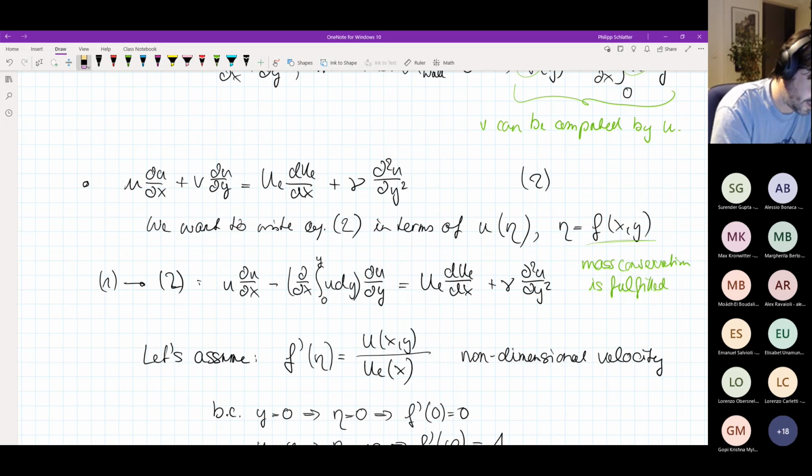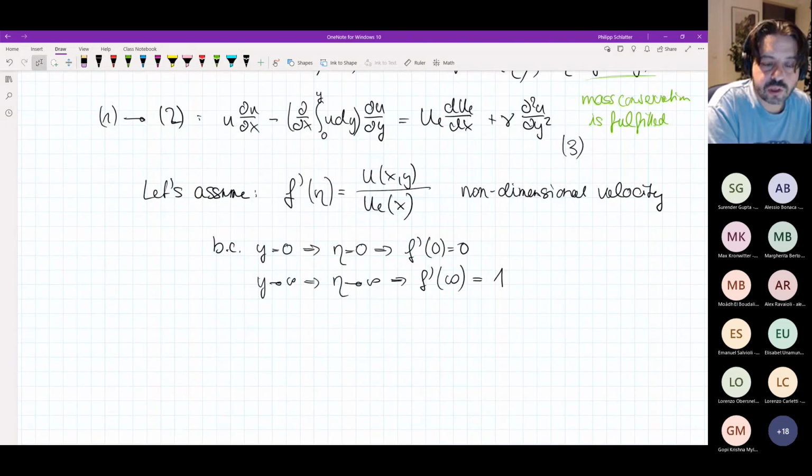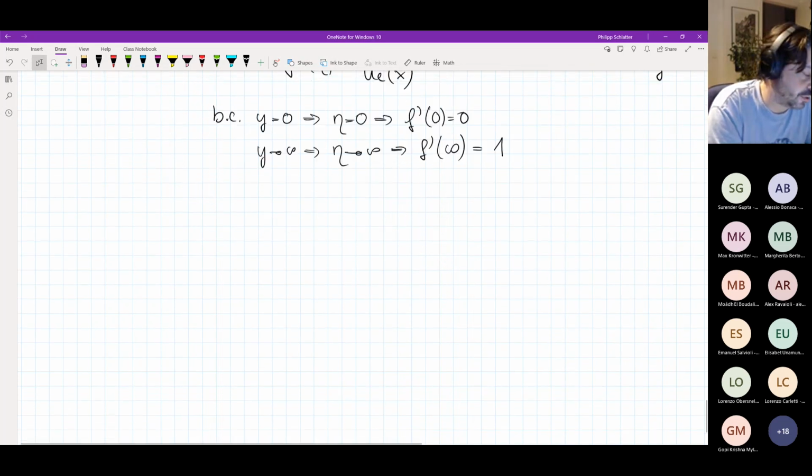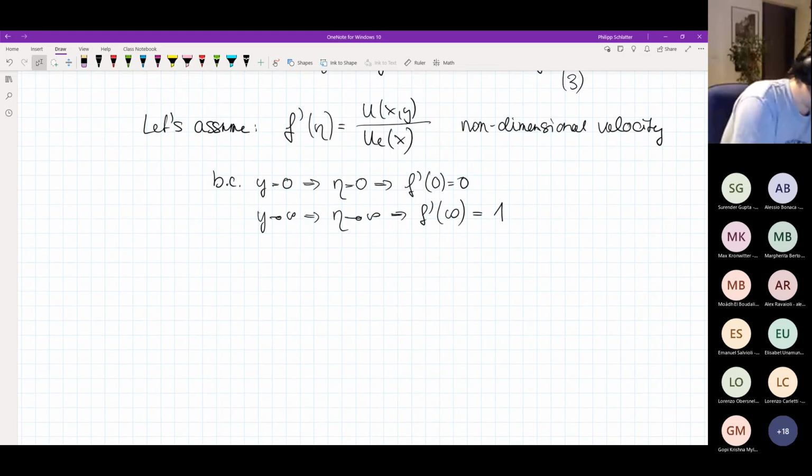My equation number 3. So I need to replace all the derivatives that appear in equation number 3 as functions of f and eta. As soon as I've done that, then I can start to see what conditions need to be fulfilled such that I get a similarity solution. So let's start now to do that.